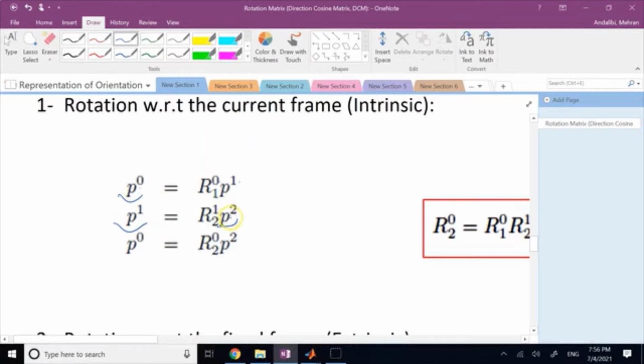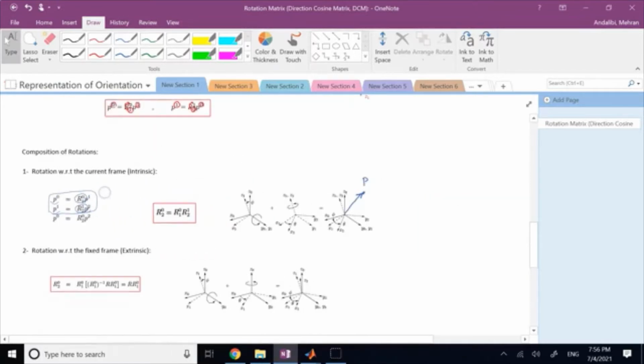If I multiply the coordinate of P in frame 2 by the rotation of 2 with respect to 1, I can go to what? Frame 1, P of 1. Now my question is this. These are the two rotations I have done. I first went from 0 to 1, and then with this one, I went from 1 to 2, correct? So these are the two rotation matrices that I have used.